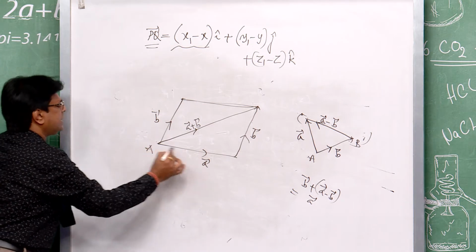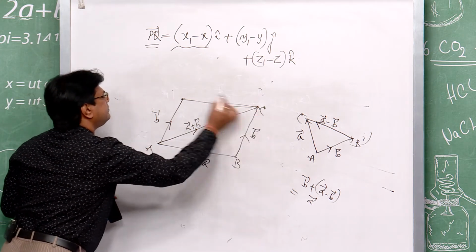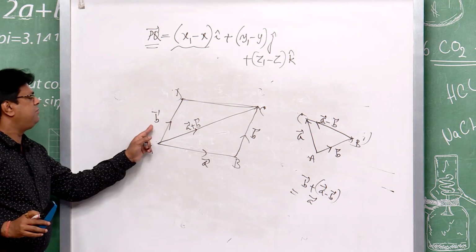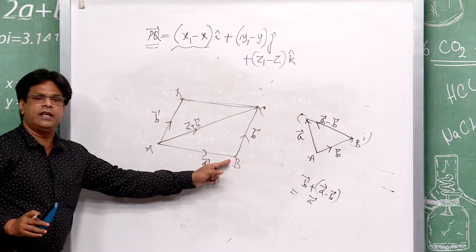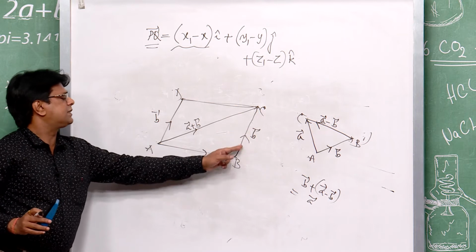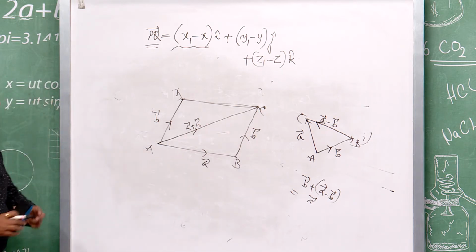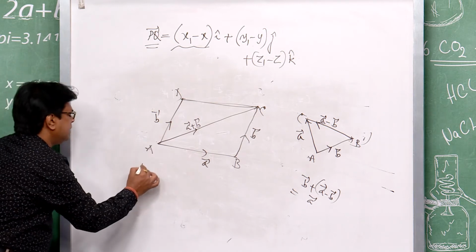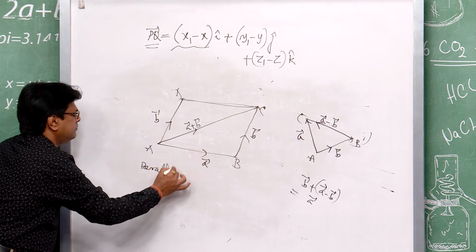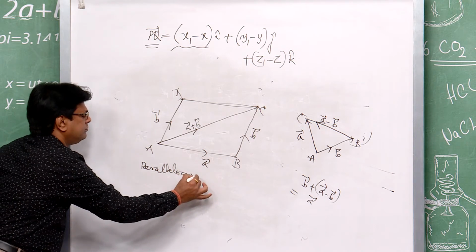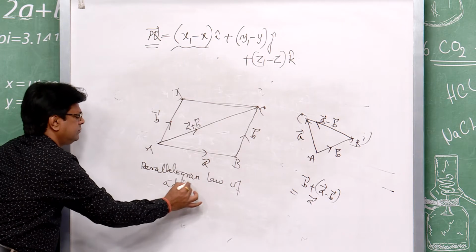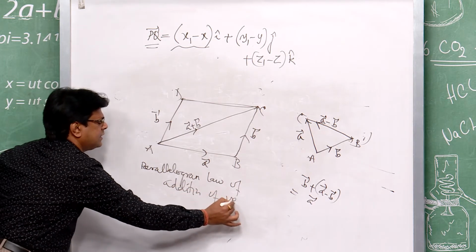Suppose this is your parallelogram ABCD. So, AB vector is equal to A vector, and another side is equal to B vector. We draw another line in this direction. BC is also your B vector, then the resultant vector is your A plus B. This is called the parallelogram law of addition of vectors.